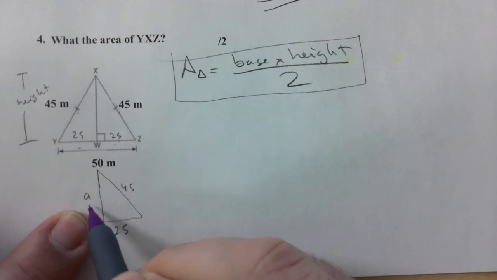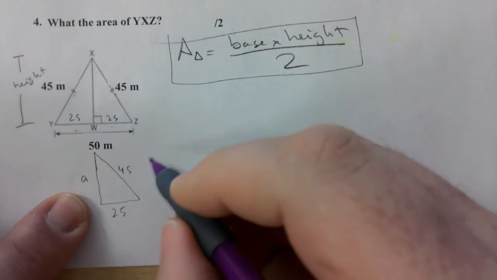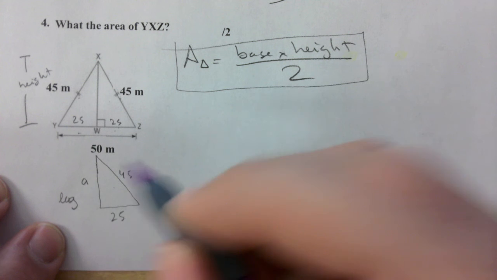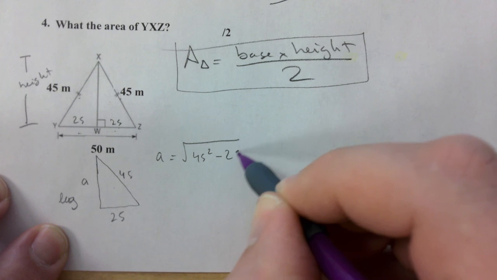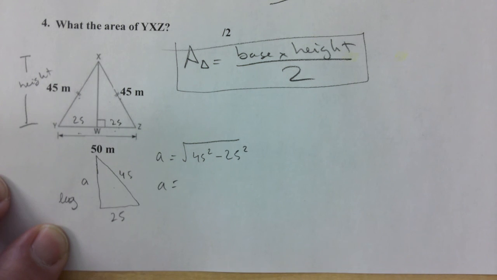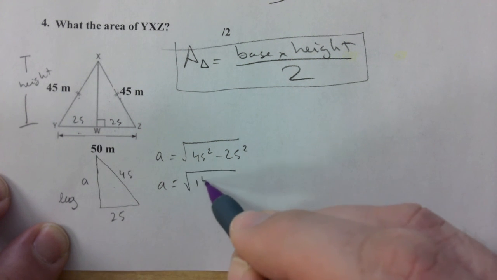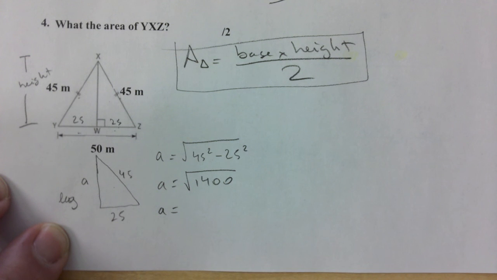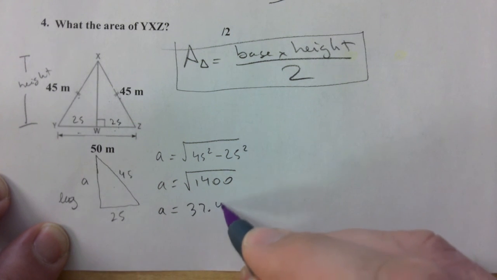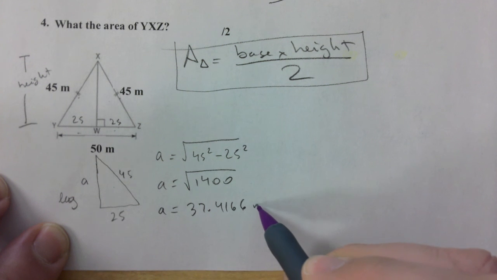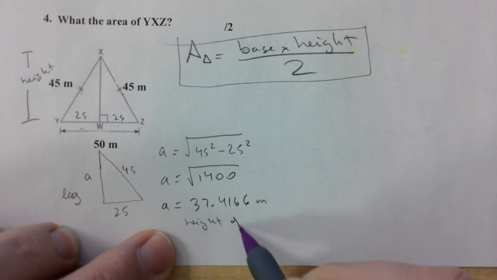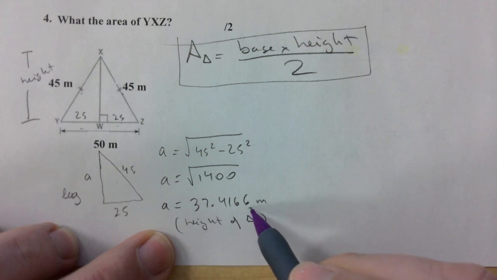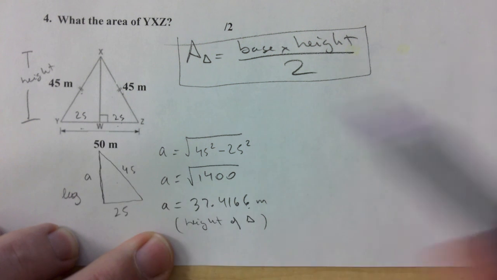We're going to figure out, this is A. We can call this lowercase a if you want. We're going to figure out what that is. This is also a leg. So A is going to be the square root of 45 squared minus 25 squared. And that's 1400, so 37.4166. I'm going to keep it at 4 decimals because I'm still going to use it. This here, that'd be the height of the triangle.